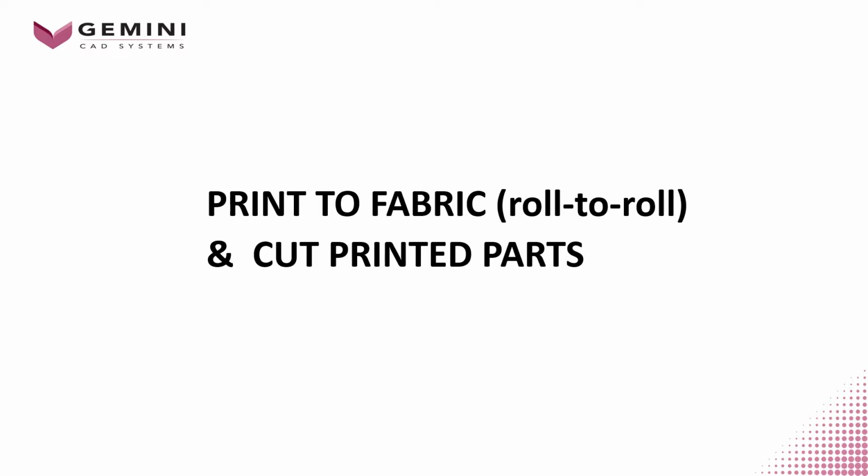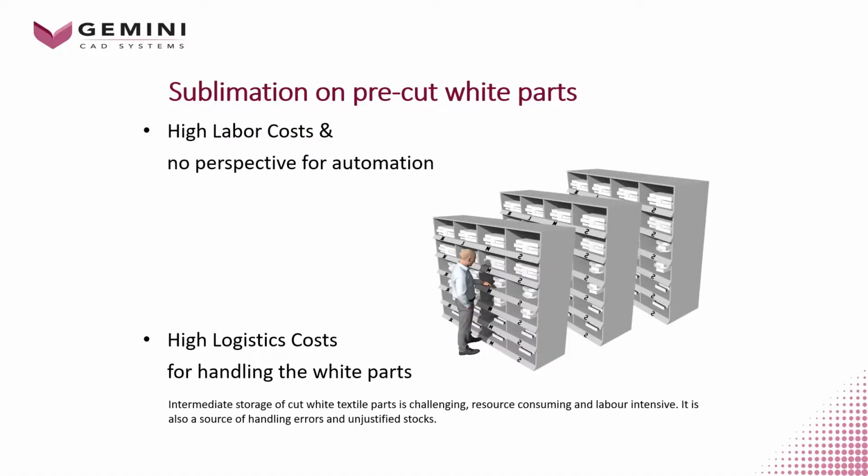Obviously, this second approach has a much bigger potential for automation, and you will see immediately why. So I told you that most of the production today, especially for this kind of small goods, is made through this method. Cut the white parts and then apply it manually. Of course, it's high labor and there is absolutely no perspective for automation in this process.